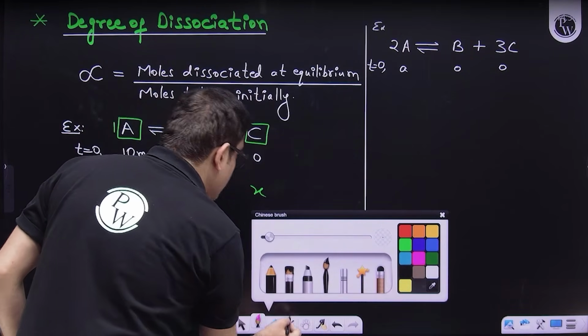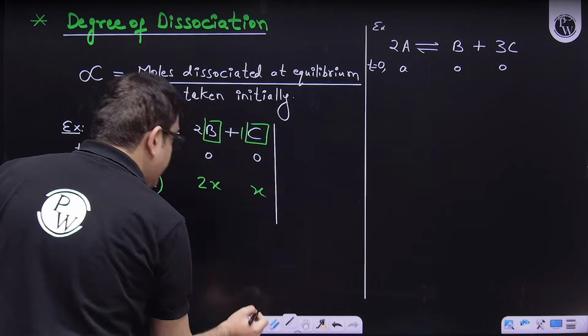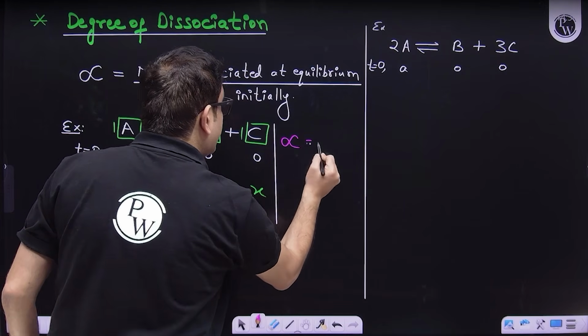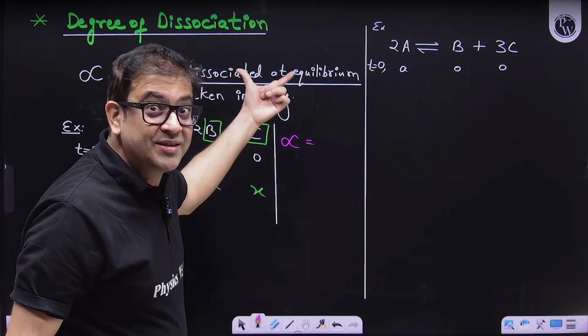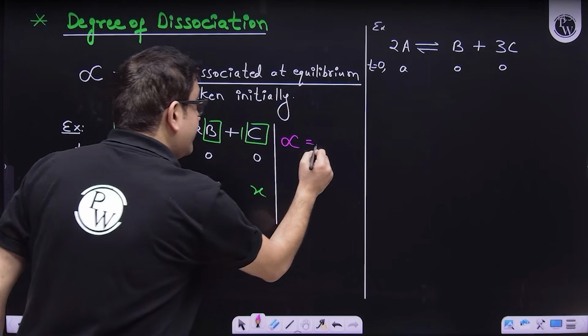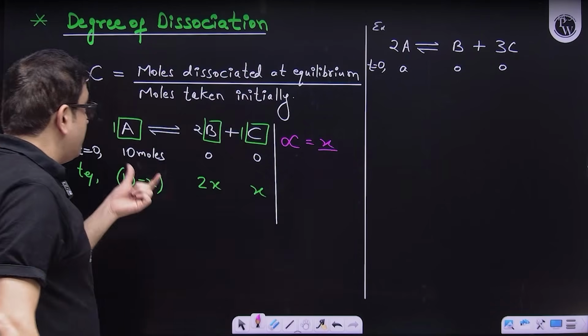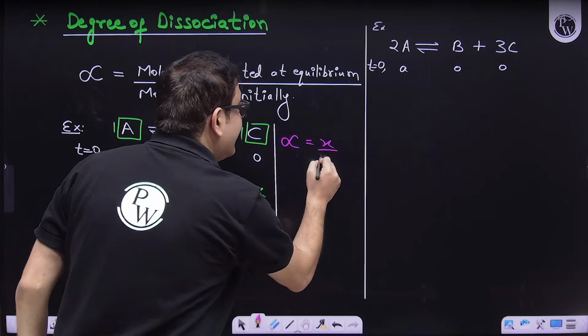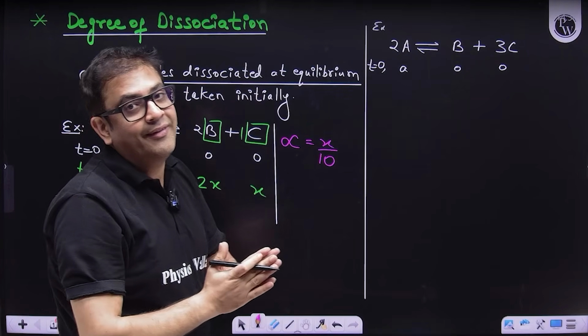Defining alpha. So alpha over here can be defined as, what is the definition? Moles dissociated at equilibrium. How many moles of A have dissociated? Sir, x. What are the moles of A taken initially? Sir, 10. So this is how you define alpha.